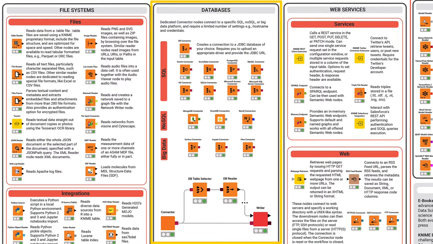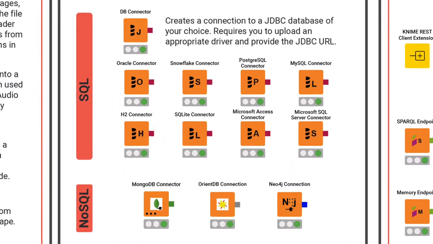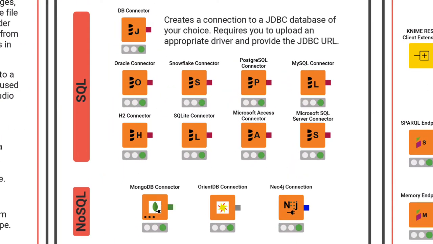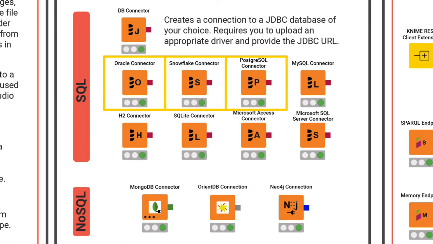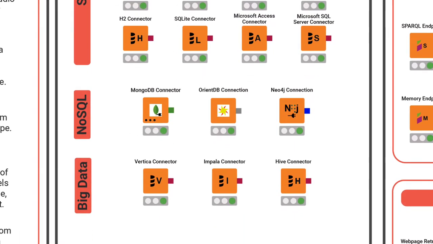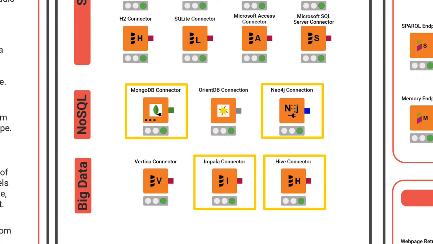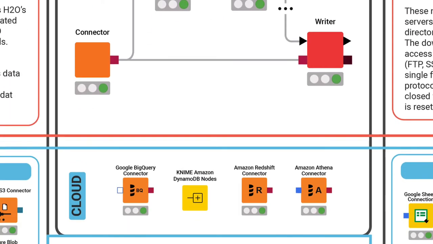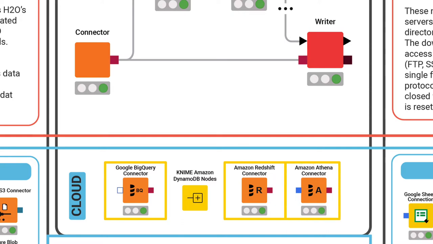Databases are another common way of storing and accessing data. There are dedicated connector nodes for common SQL databases such as Oracle, Snowflake, PostgreSQL, and MySQL. For NoSQL databases, there are connector nodes such as MongoDB and Neo4j. For big data technologies, we have Hive and Impala. Connectors to cloud-based databases such as Google BigQuery, Amazon Redshift, and Amazon Athena are available as well.